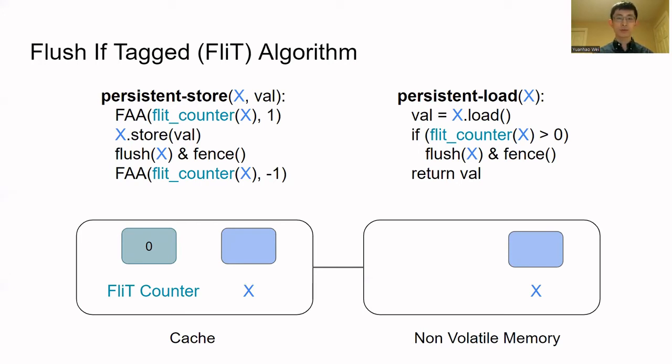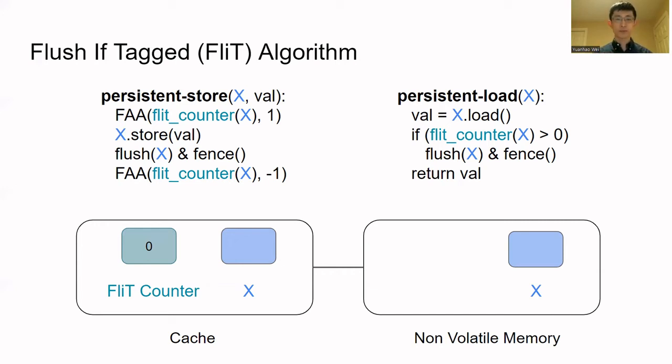To do a persistent load, you can skip the flush instruction if the FliT counter is 0, and otherwise you have to flush and fetch. In our paper, we show that you don't actually need to fence in the load, but for simplicity, we'll leave it here. So the idea is that the counter should only be non-zero for a brief moment of time during the store operation. So most persistent loads will not have to flush or fence, which saves a lot of time. You can also view this algorithm as a form of helping, where loads help ongoing stores persist the value that they wrote.